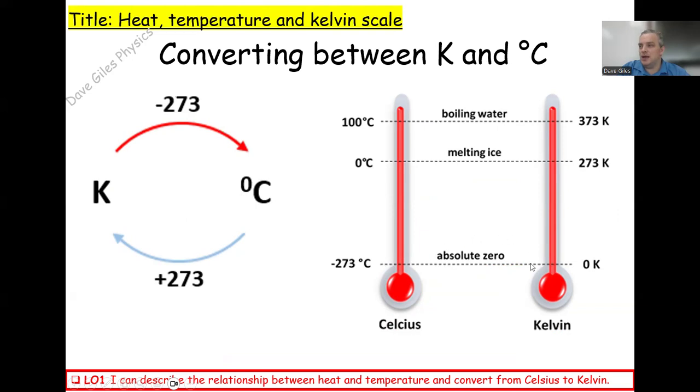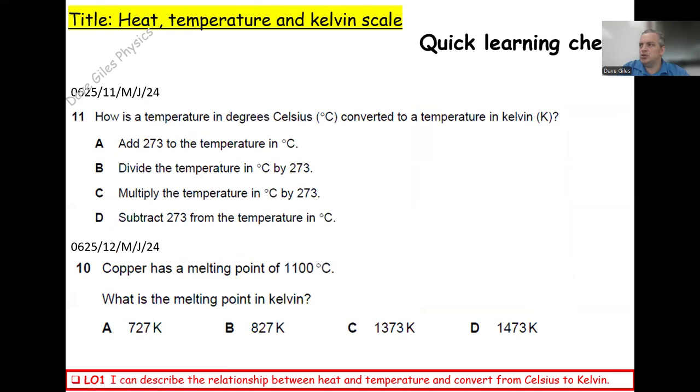So if we look at here, absolute zero is 0 Kelvin. The melting point of ice is 0 degrees Celsius. That's 273 Kelvin, whereas it boils at 100 degrees Celsius, which is 373 Kelvin.